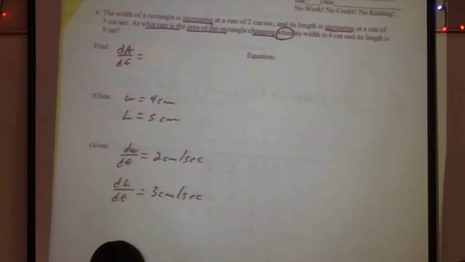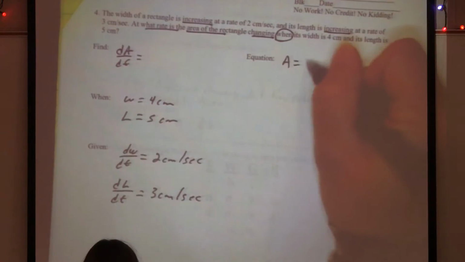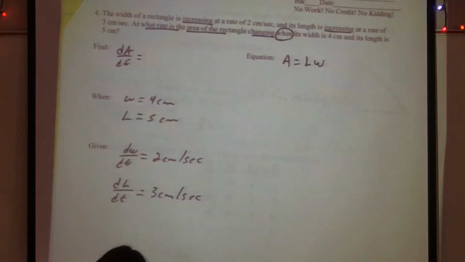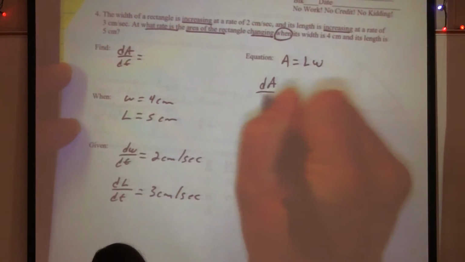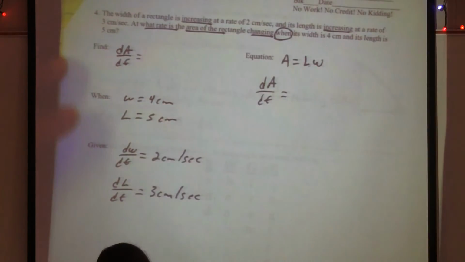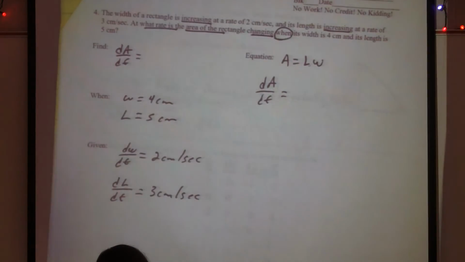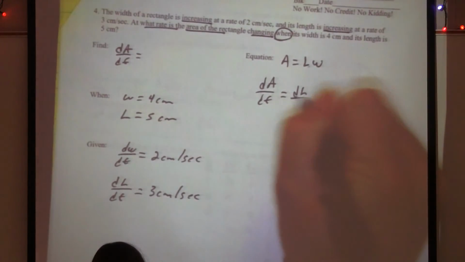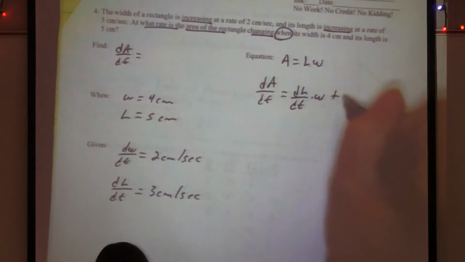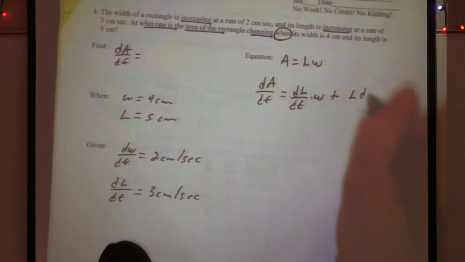So we have everything that the problem was giving us, and what would be the equation we would use here? A equals L times W. We need the area of a what? Rectangle, which is length times width, okay? Now what would be the derivative of that? dA/dt equals, what do we have to do for this case? Product rule, right? Okay? So the derivative of the first, dL/dt times the second, plus the first times the derivative of the second.